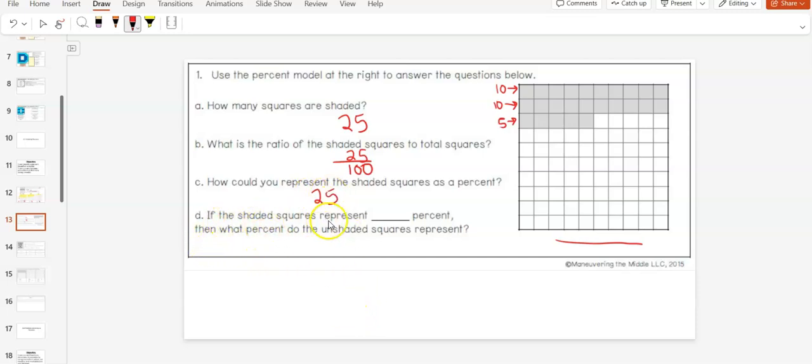Now for question D, it says if the shaded squares represent 25%, which they do, then what percent do the unshaded squares represent, the white ones? Well, I could count them all, but I know that there's 100 squares in that big box. I know that 25 of them are shaded. So therefore, 75 of the squares are unshaded. That means that 75 out of 100 are not shaded, which turns into 75%. There you go.